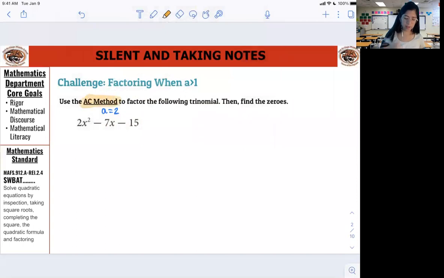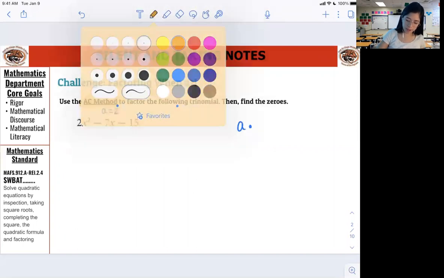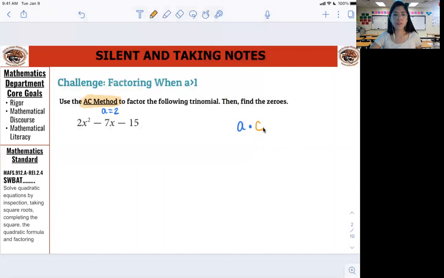The AC method. So the AC method is when you're going to take the a value and multiply it by the c value. So in my example, what is a? Well, we already said a is 2, but what is c? Which one is my c value?